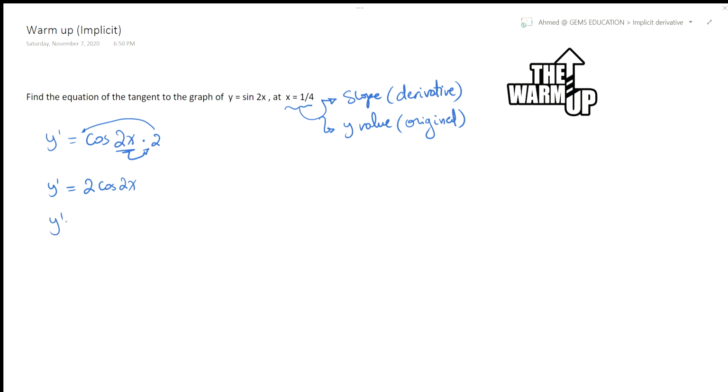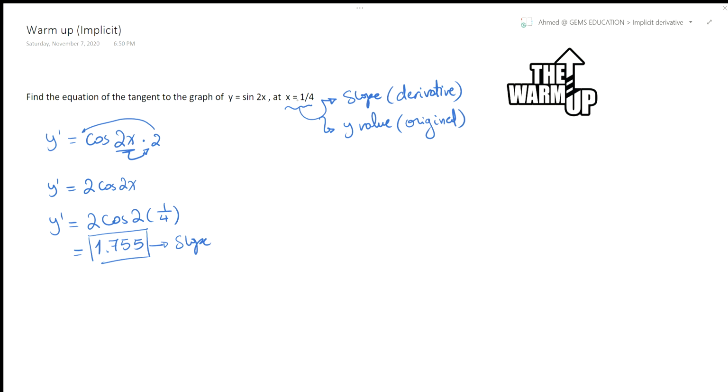We'll say now that y prime is equal to 2 cosine 2 times the x value, which is 1 over 4. And when you put this on your calculator, you'll get the value of 1.755. This is the slope of the equation of the line.